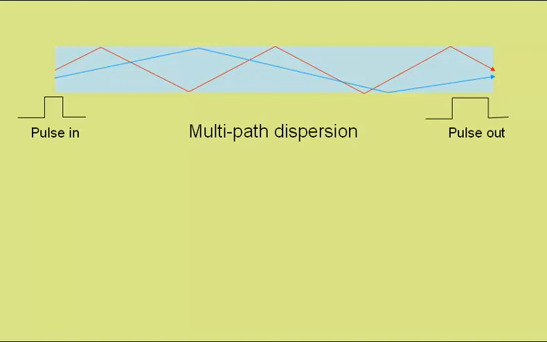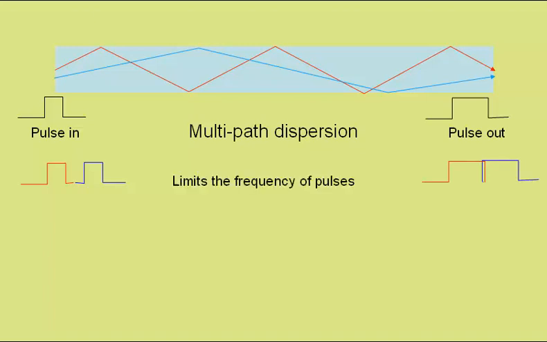Multipath dispersion can lead to pulses merging. For example, here I have two separate pulses. I've done them in different colours just to distinguish between the two. As the two pulses spread due to multipath dispersion, we could end up with something like this coming out. The two pulses have now merged. This effect limits the frequency of pulses we can send down a fibre.